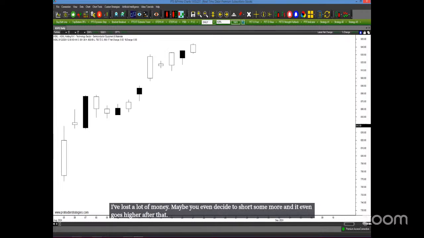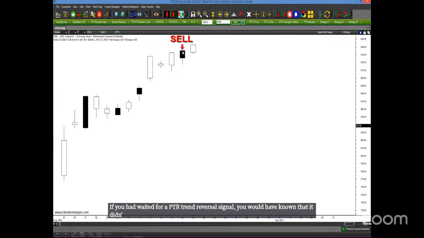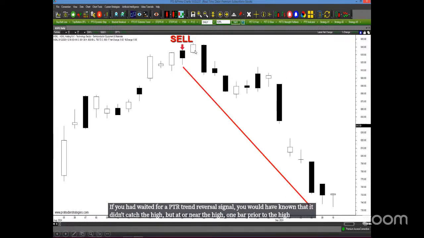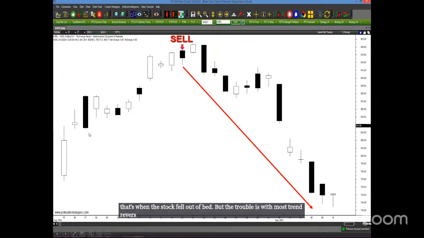If you had waited for a PTR trend reversal signal, you would have known that it didn't catch the high, but at or near the high, 1 bar prior to the high, because look what happened after that. That's when the stock fell out of bed. But the trouble with most trend reversal methods is that you stay in and you stay in until finally you can't take any more pain, and then you get out with a loss. And we've all been there before.